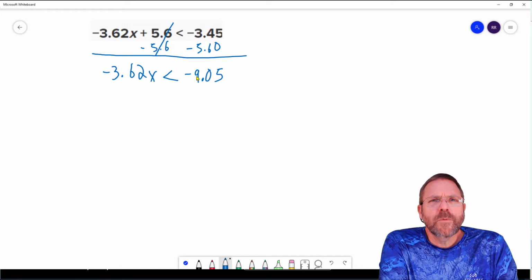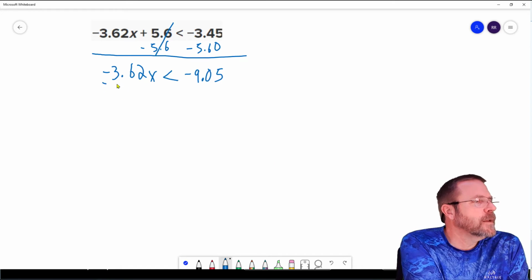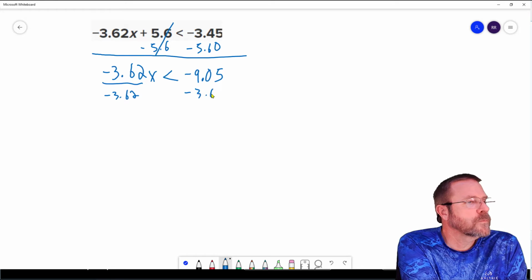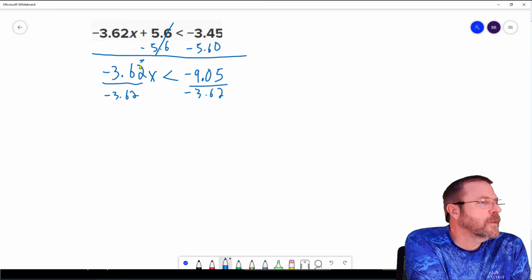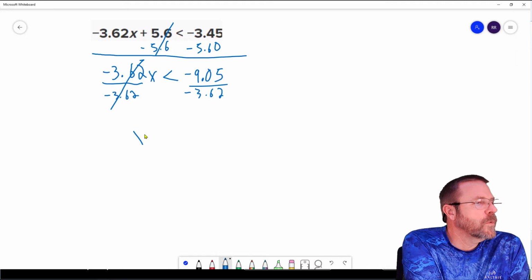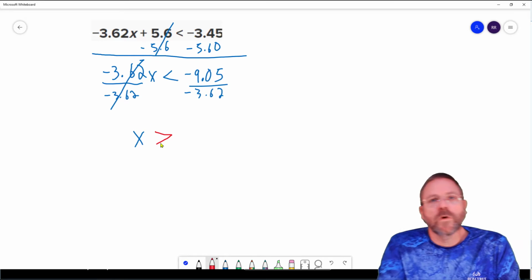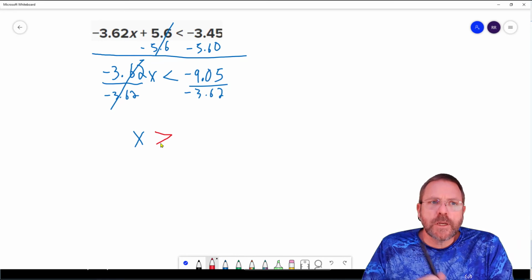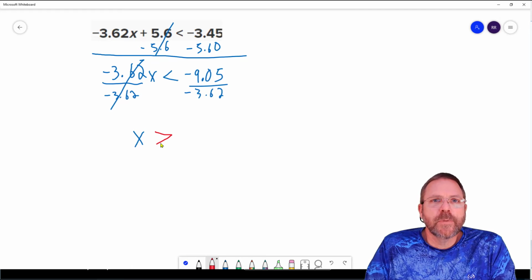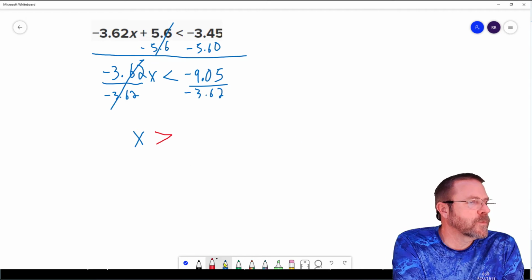Now I'm going to undo multiplication and division by dividing both sides by that negative 3.62. When I do that, these divide out, becoming 1. 1 times x is x. Very important, that sign is going to change directions. It changed directions because I divided both sides by the same negative number there.